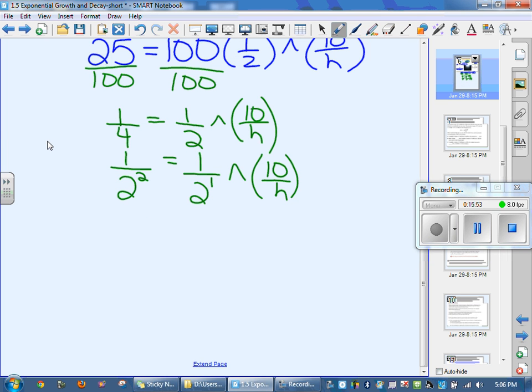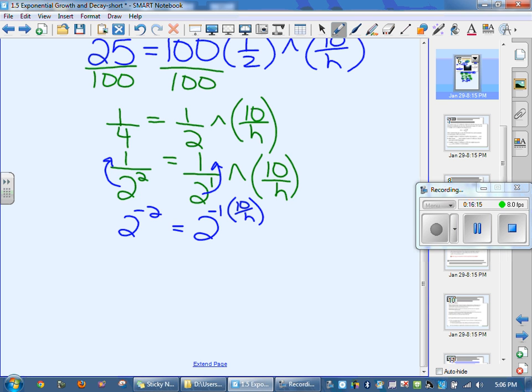So that means I've got to take my digits and put them upstairs. So I'm going to have 2 to the negative 2. All it does when we flip it is it changes our exponent from a positive to a negative. And then this guy will be 2 to the negative 1 times the exponent it already has, 10 over h. So now our left-hand side is 2 to the negative 2.